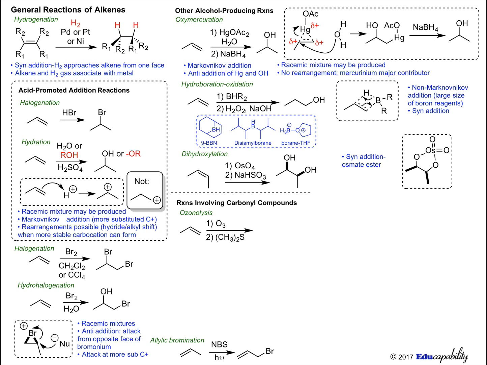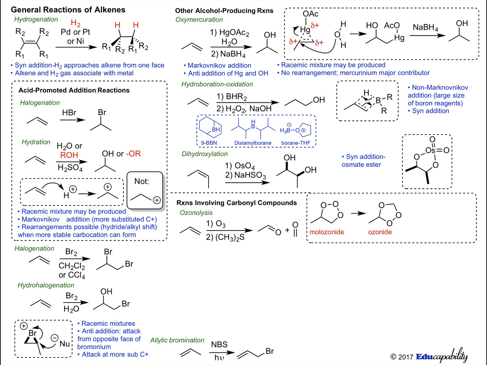Ozonolysis essentially splits a double bond in half, creating a carbonyl compound from each side. In our example, a substituted aldehyde and formaldehyde are formed. We need to take a look at the mechanism to understand what is going on here. The addition of ozone forms a molozonide, which rearranges to form the ozonide. In a second step, dimethyl sulfide is added. This cleaves the oxygen-oxygen bond, and the charged intermediate collapses to form carbonyl compounds and dimethyl sulfoxide.